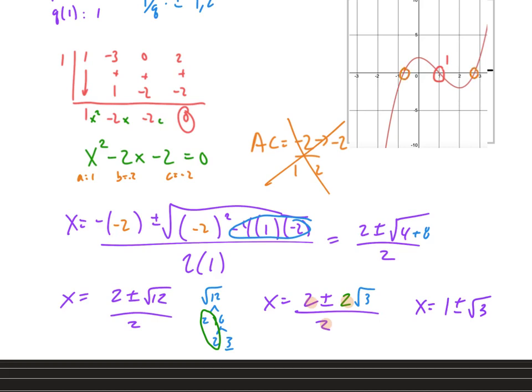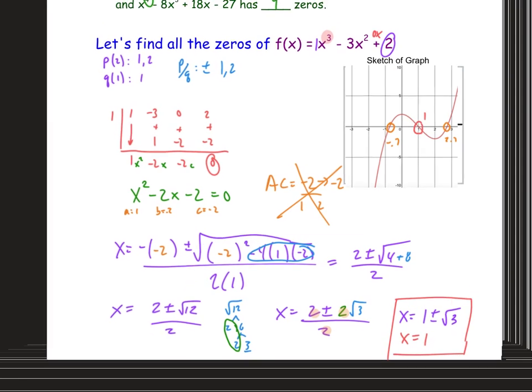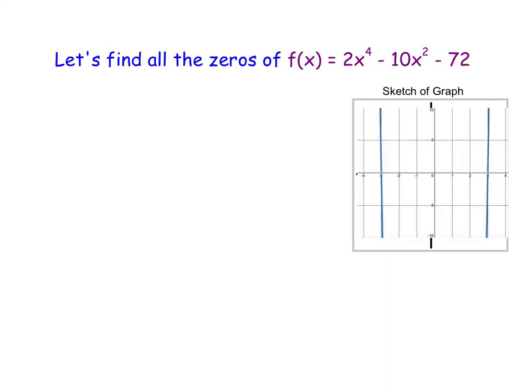The square root of 3 is about 1.7. So 1 plus 1.7 would be about 2.7, we can see that happening there. And then 1 minus 1.7 would be about negative 0.7, so we can see that happening there. And then we have our 1, of course, that we took out originally. So don't forget your third answer there. Make sure you have all three answers. So that's what that looks like, kind of making sense of that problem. Let's look at the next one.